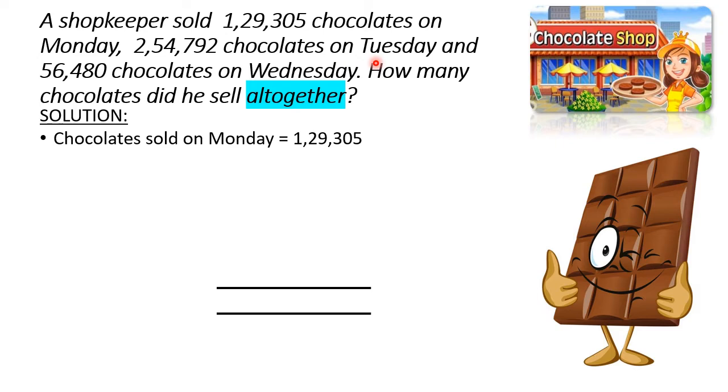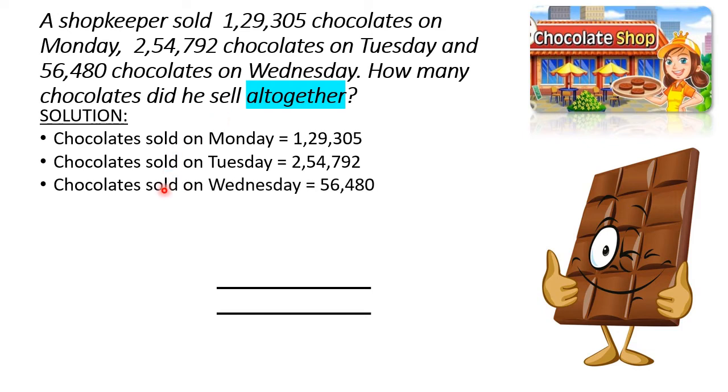Now we will ask what is this number, and the answer is this number is the number of chocolates sold on Tuesday. So we will write our second statement as chocolates sold on Tuesday is equals to 2,54,792. Similarly, we will ask what is this number, and the answer is this number is the number of chocolates sold on Wednesday. So we will write third statement as chocolates sold on Wednesday is equals to 56,480. Now we will copy down these three numbers in the vertical form to perform addition.